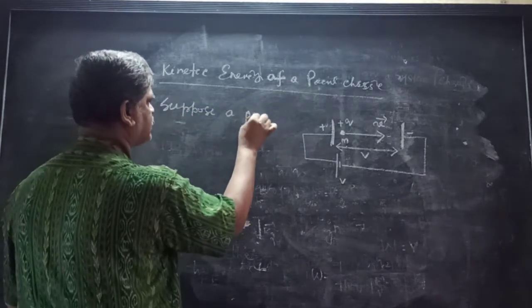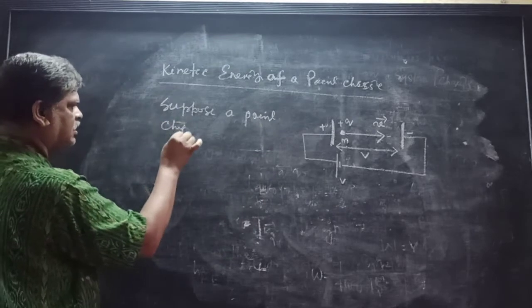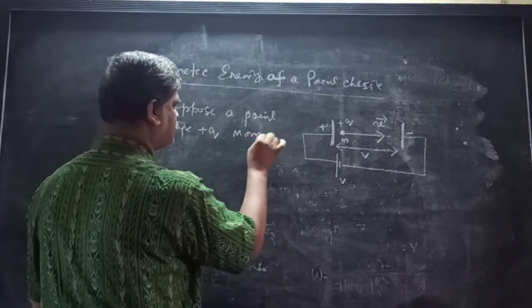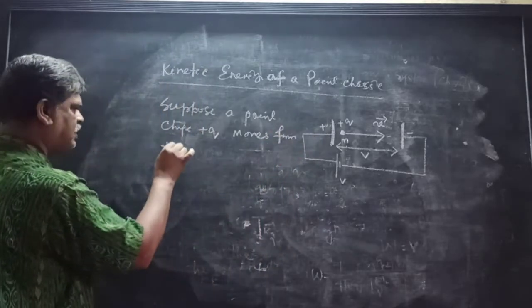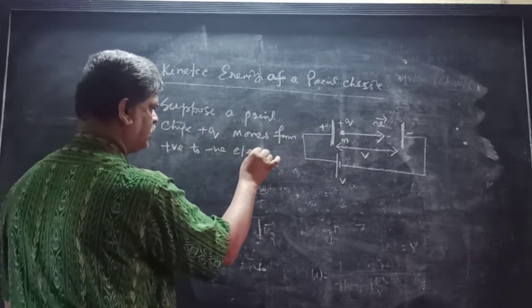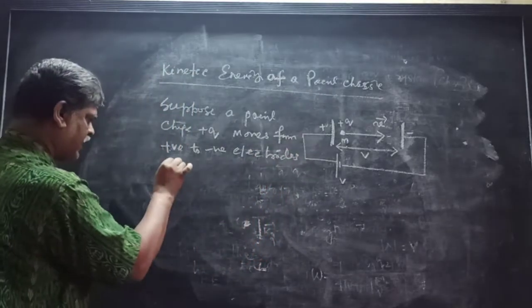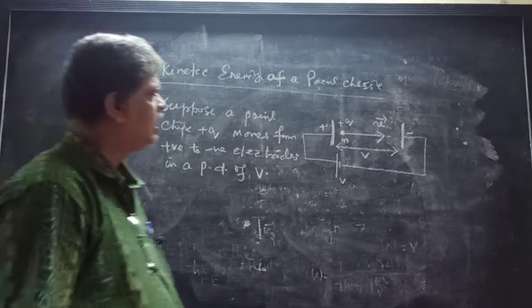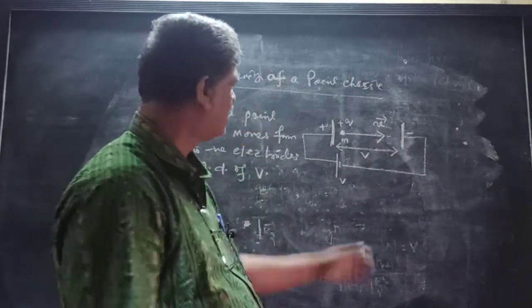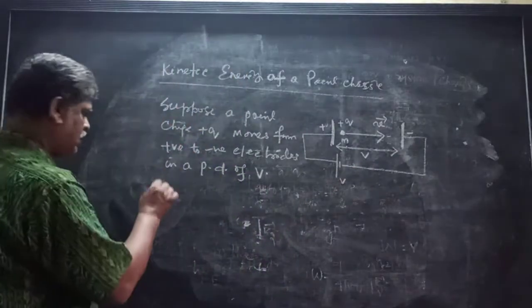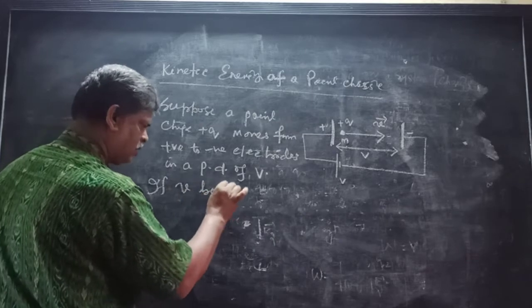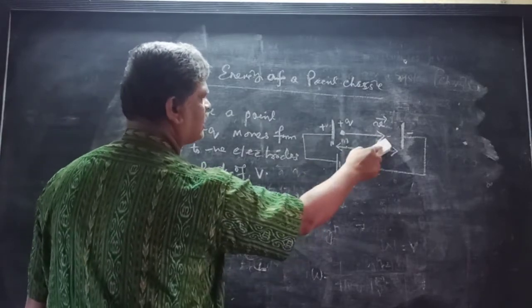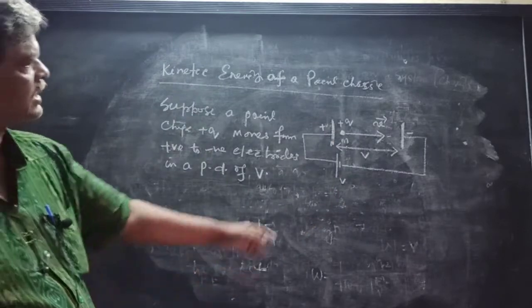Suppose a point charge plus q moves from positive to negative electrode in a potential difference of V. Suppose v is the velocity acquired by the charge when it reaches P. Because of the V potential difference there is an electric field, and due to this electric field the charge is accelerated towards the negative plate.